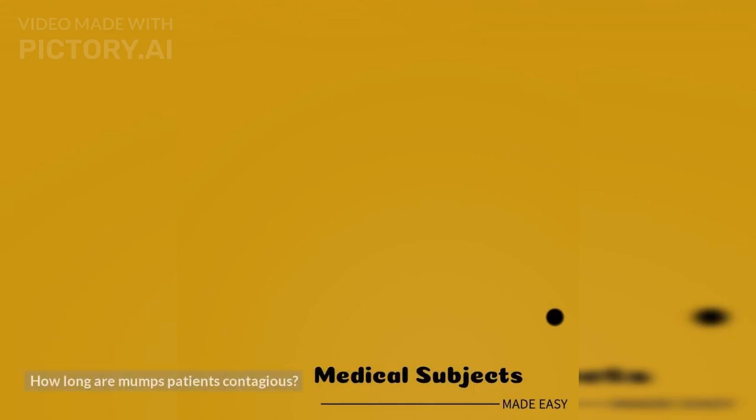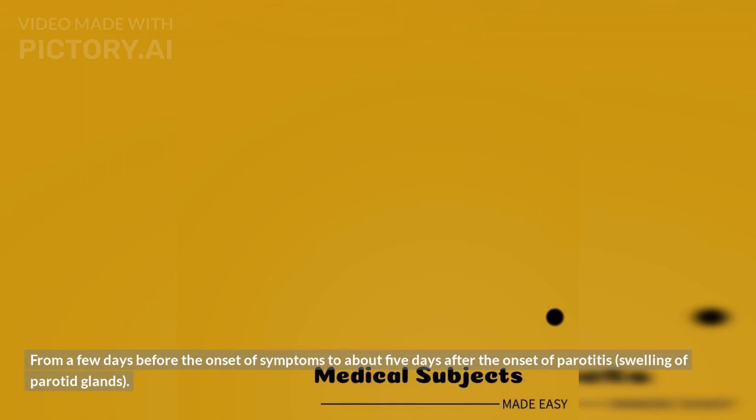11. How long are mumps patients contagious? From a few days before the onset of symptoms to about 5 days after the onset of parotitis, swelling of parotid glands. 12. Is there a specific antiviral treatment for mumps? No, there is no specific antiviral treatment for mumps. 13. How effective is the MMR vaccine in preventing mumps? The vaccine is approximately 88% effective after 2 doses.